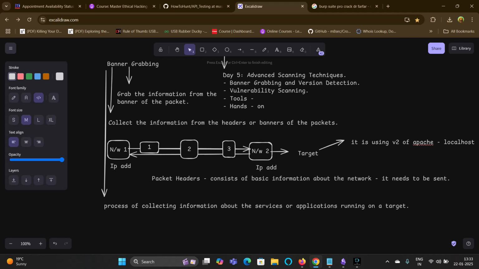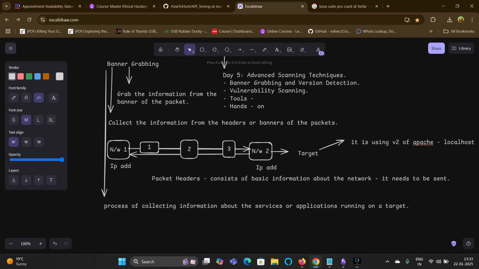So how are we getting to know about this thing? We are going to get to know about this thing with the packet headers, and packet headers are actually the banner grabbing. So let's take one more example to make it understandable to you. Banner grabbing says that it is the process of collecting information about the services or applications running on a target system by connecting to its ports and reading the banners or headers.